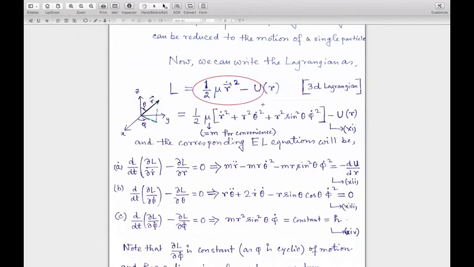this Lagrangian basically involves the mod square of a vector, right? So this is the mod square of r vector dot, right? And you know that under a rotation of coordinate axis, the mod of any vector will never change, and this is also depending on the mod of r vector, so that will also be unchanged.